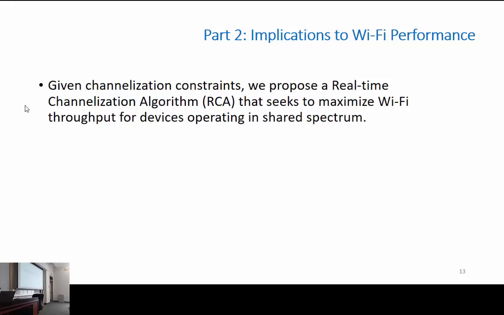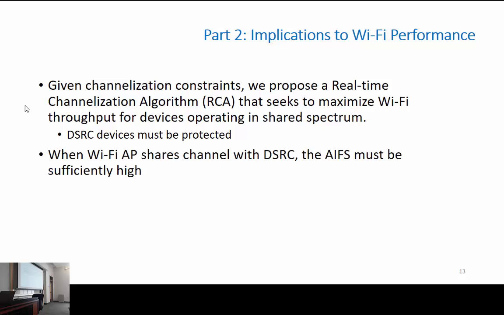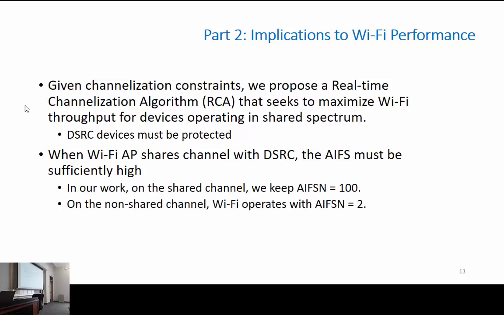So to overcome this problem, we implement a simple real-time channelization algorithm which maximizes the Wi-Fi throughput under these constraints. Of course DSRC must be protected. That's the primary goal. And when the access point shares the channel with DSRC devices, the AIFS must be sufficiently high. This is just to protect the DSRC transmissions. So in our work, we assume that when on the shared channel, it uses an AIFS of 100, which is what we saw through experiments before. And if it's not sharing any channel, then it can operate with the regular AIFS, which is 2.